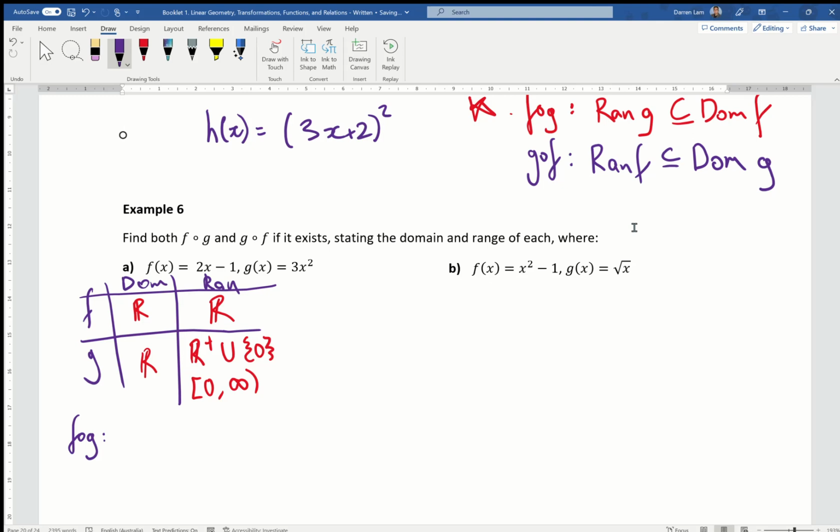So I'm going to put my g of x into my f of x. My g of x is 3x squared. I'm going to put that in, so I get 2 bracket 3x squared bracket minus 1, which equals 6x squared minus 1.